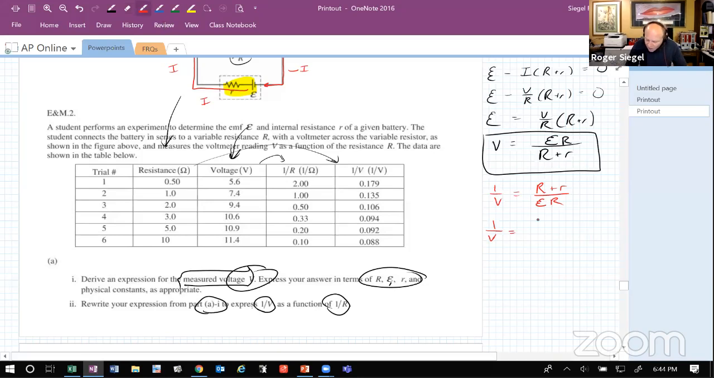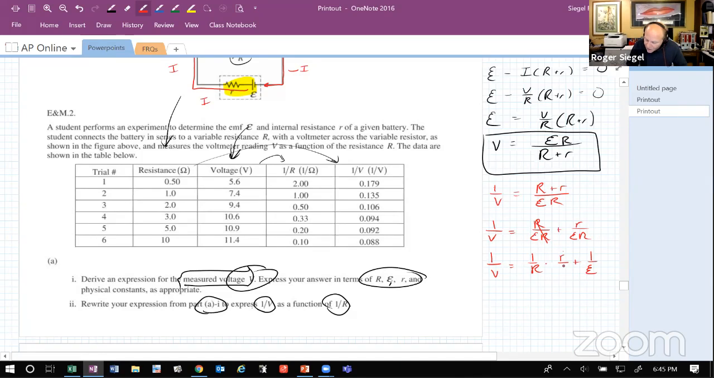So I'm going to go ahead and say this is R over epsilon R, or E R, plus little r over E R. Now, when they cancel there, now I can say that 1 over V is equal to 1 over R times, over here, r over E plus 1 over E. Now, I want you to look at this. You might be scratching your head again going, well, why is that better than what I had before?